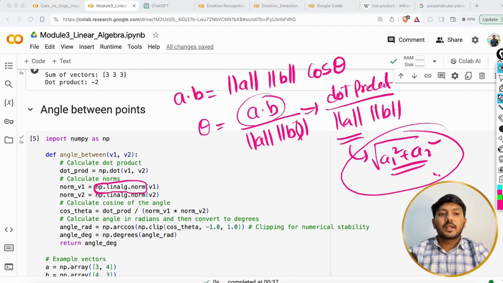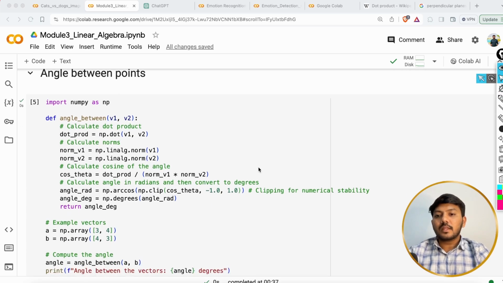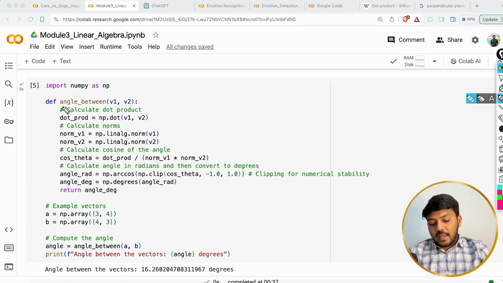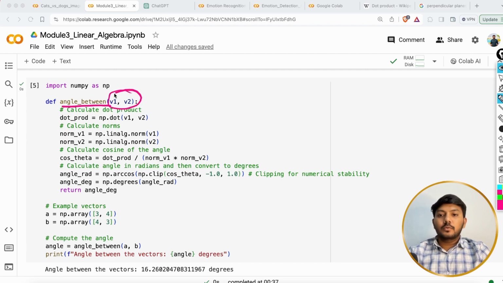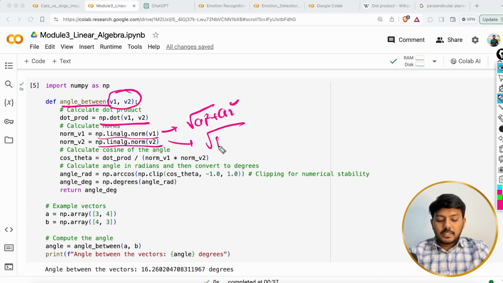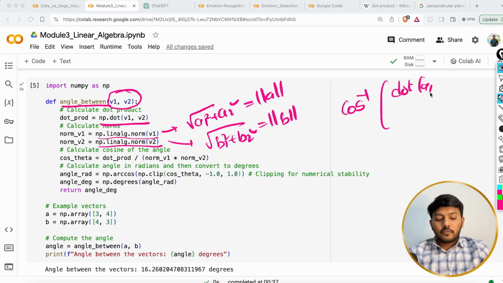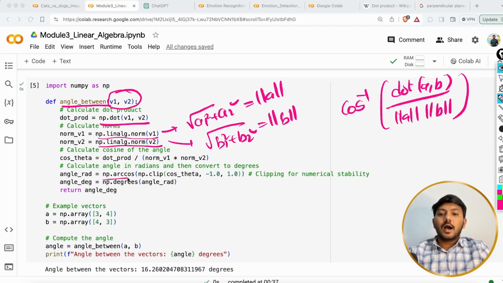Hopefully that is clear. Now let's understand this output. I have created a function here, angle between 2 points, V1 and V2. First I am calculating the dot product, and then I am calculating the norms. This is basically root of A1 square plus A2 square, and this is root of B1 square plus B2 square. This is modulus of A and this is modulus of B. So what I have to do is cos inverse of dot product of A comma B by modulus of A into modulus of B, right? For cos inverse, we have a function called np.arccos.